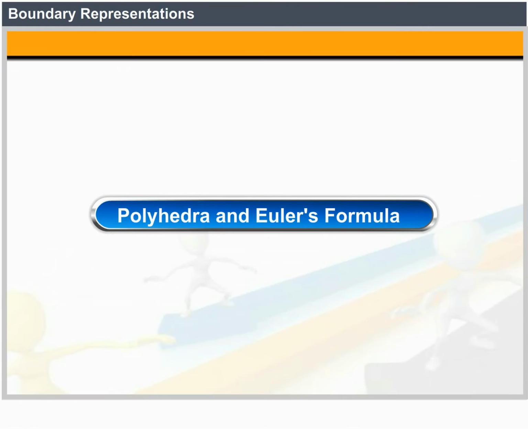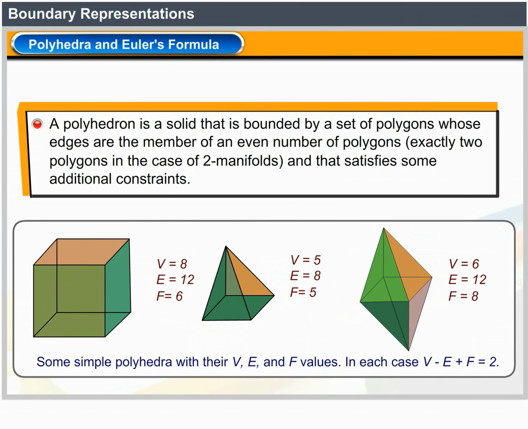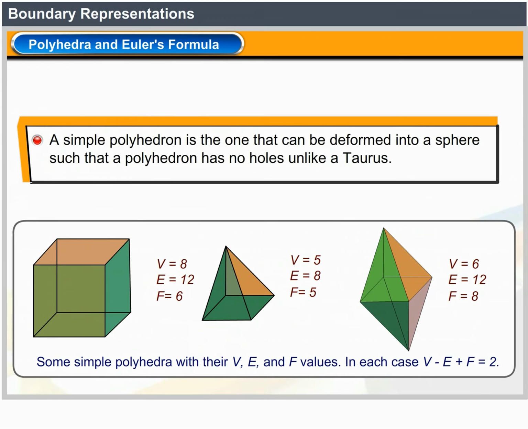It is intuitively obvious that there is no continuous one-to-one correspondence between this neighborhood and a disk in the plane. Polyhedra and Euler's formula. A polyhedron is a solid that is bounded by a set of polygons whose edges are each a member of an even number of polygons, exactly two polygons in the case of two-manifolds, and that satisfies some additional constraints. A simple polyhedron is one that can be deformed into a sphere, that is, a polyhedron that, unlike a torus, has no holes.